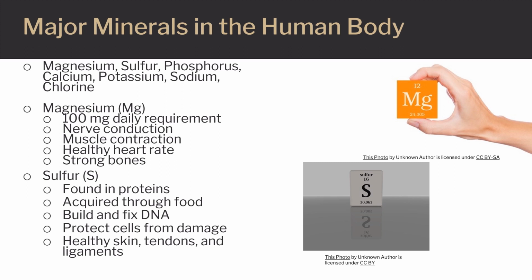Sulfur is considered one of the most abundant minerals found in our body and is available via our diets and derived exclusively from proteins. Your body needs sulfur to build and fix your DNA and protect your cells from damage that can lead to serious diseases such as cancers. Sulfur also assists your body to metabolize food and contributes to the health of your skin, tendons, and ligaments. The 2 amino acids that include sulfur are methionine and cysteine.